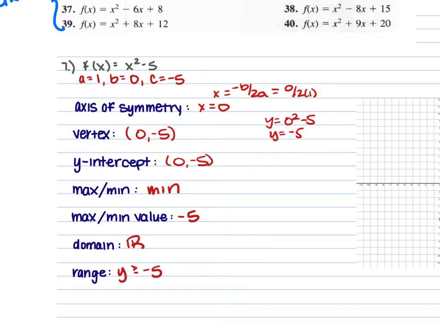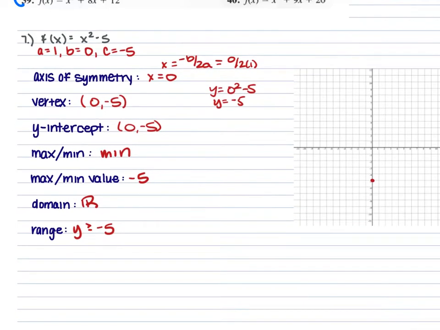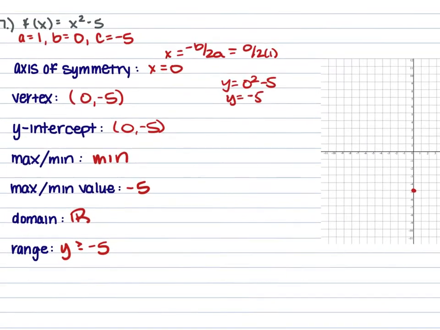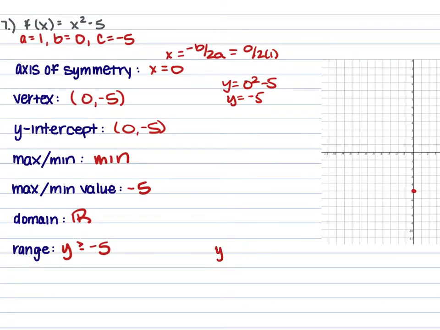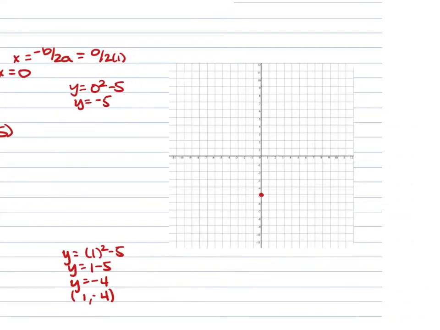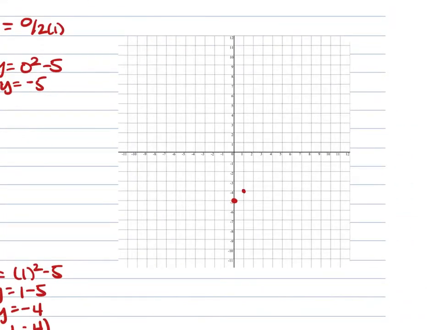So to find two other points on the left or on the right, we're going to find values of x that we haven't used yet. We haven't used 1, so we can plug 1 in for this to get y is equal to 1 squared minus 5. So y is equal to 1 minus 5. Y is negative 4. So that's 1, negative 4. So we can plot that point and then mirror it on the other side of that vertex.